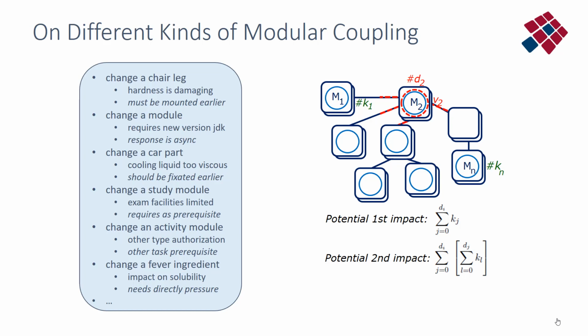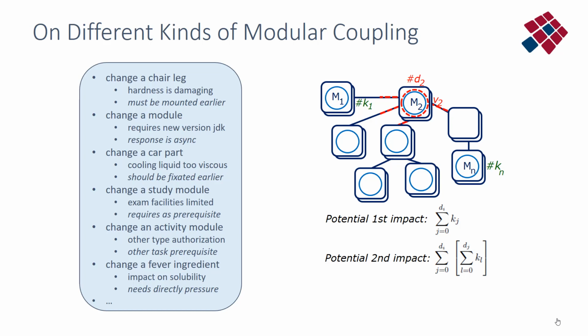In software, for instance, you would need a new underlying library or development kit, like the Java development kit, or the car part would make the cooling liquid too viscous and you could have an impact on something else. You could have an impact on the solubility of an ingredient in a cough syrup. So it's not just possible to have impacts through the obvious interfaces like physical dimensions, attachment points, but through all kinds of properties of the materials, etc. And there are many properties.